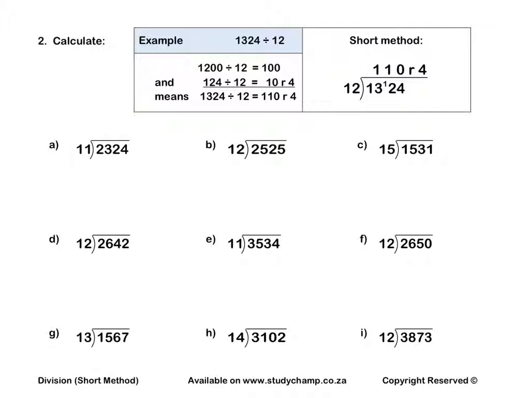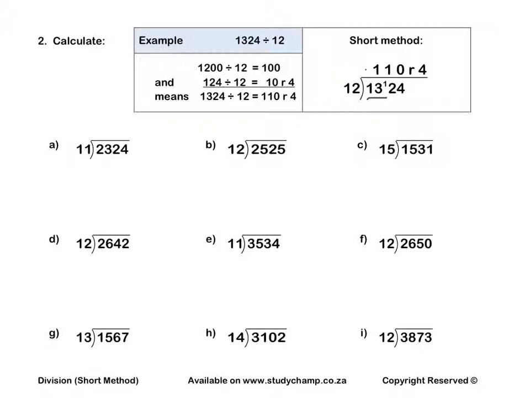Question 2. We're dividing by 12. 12 can't fit into 1, but 12 fits into 13 once, remainder 1. 12 fits into 12 once. Lastly, 12 fits into 4 0 times, remainder 4.